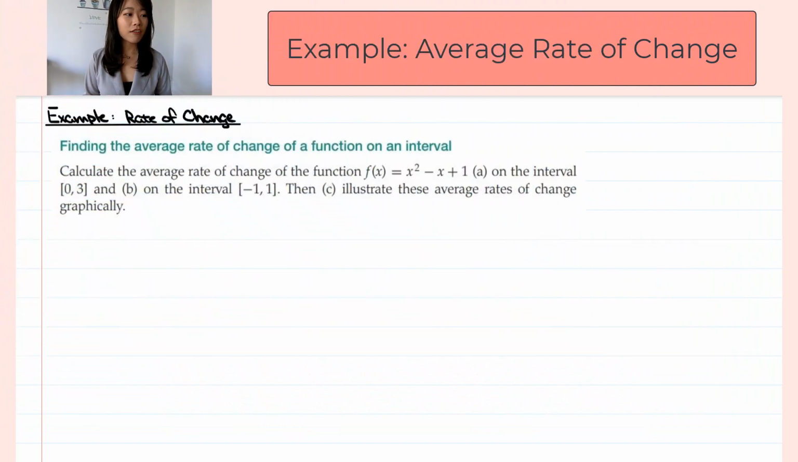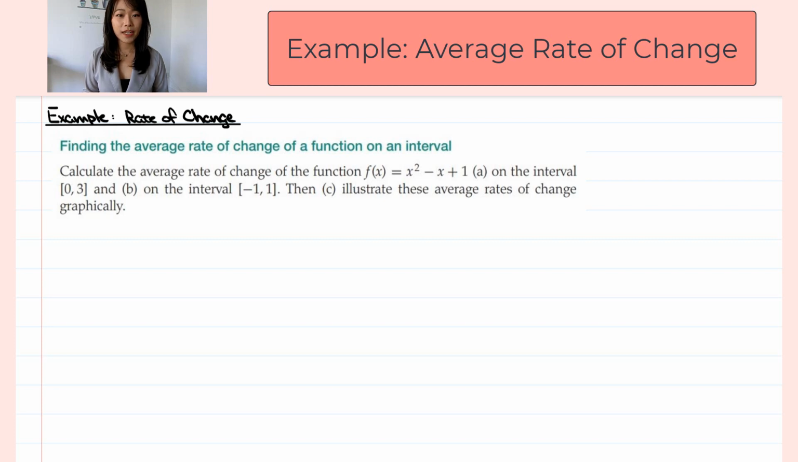In this lecture, let's look at an example of average rate of change. Calculate the average rate of change of the function f of x equals x squared minus x plus 1 on the interval from 0 to 3 and on the interval from -1 to 1. Then illustrate this average rate of change graphically.